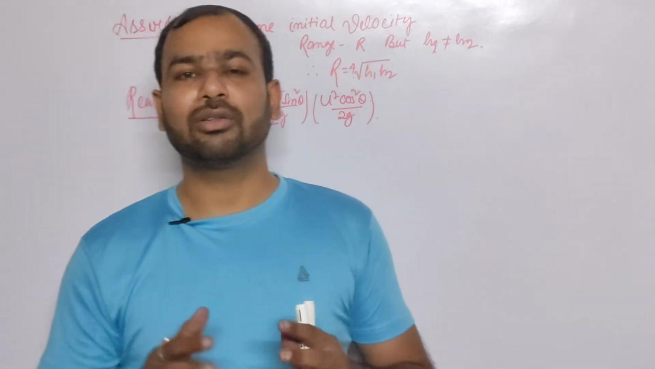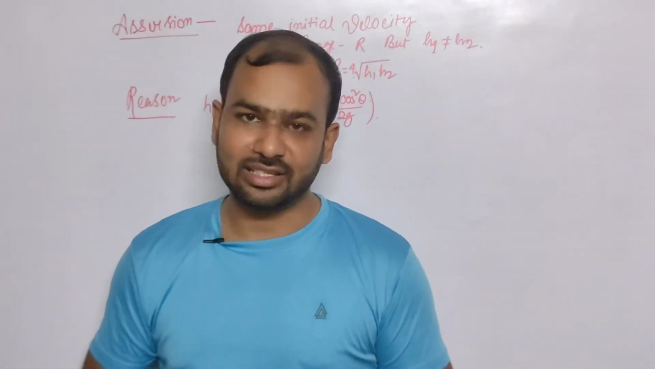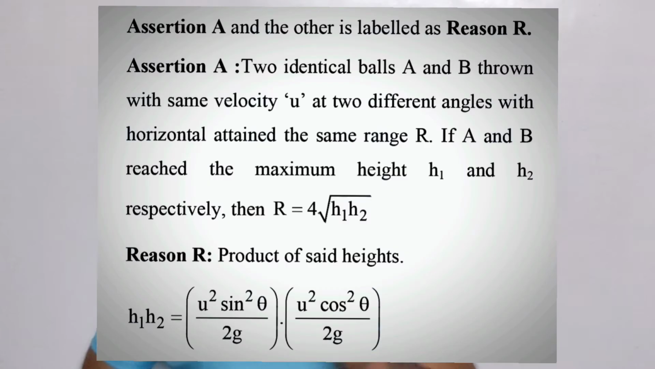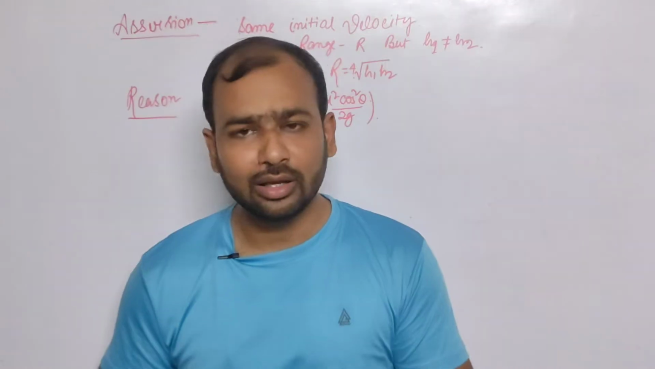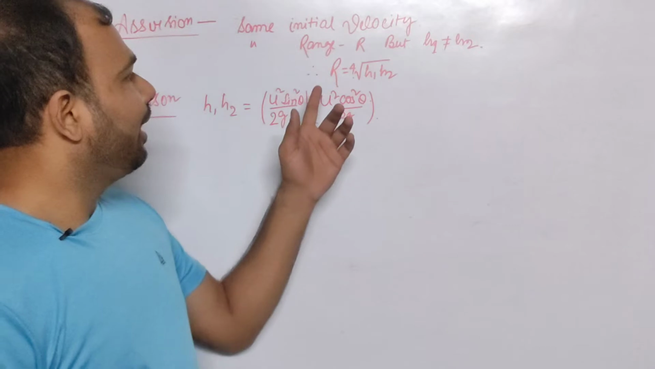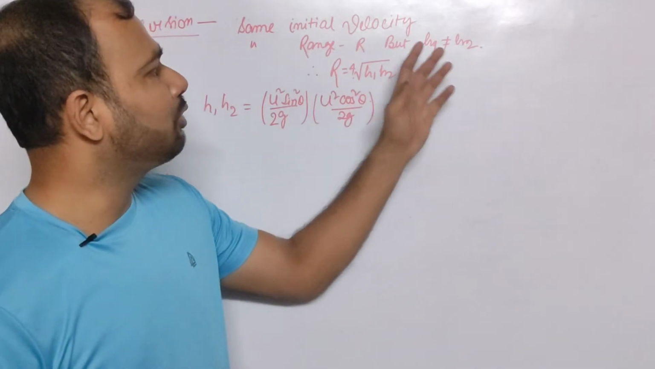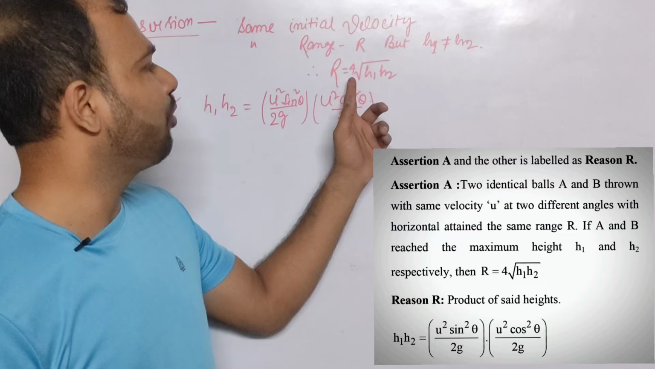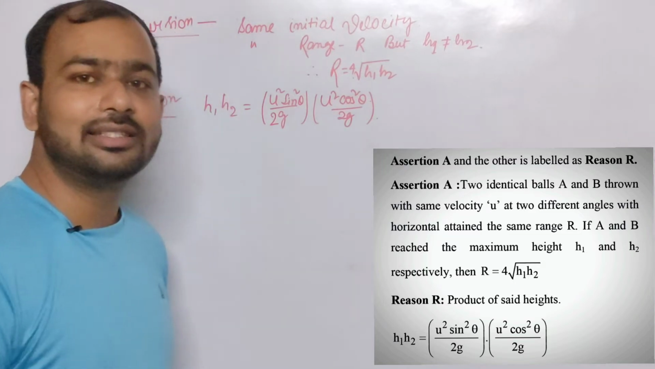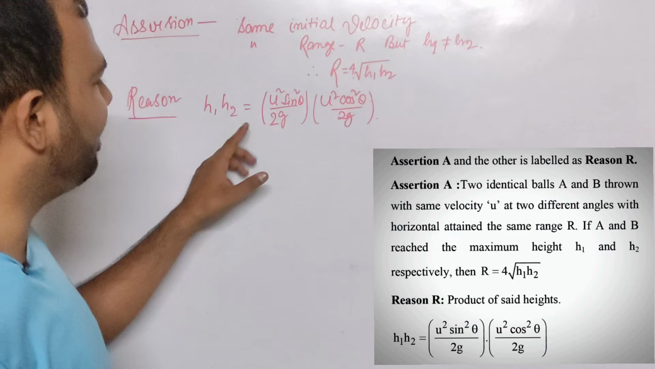Okay. So moving on to the next question. This next question is assertion and reason. The assertion tells us that two balls are thrown with the same initial velocity and they attain the same range and they attain different heights h1 and h2, and it states that if h1 and h2 are two different heights, then range equals 4 times root over h1 h2, and the reason is given behind that h1 into h2 will be like this.